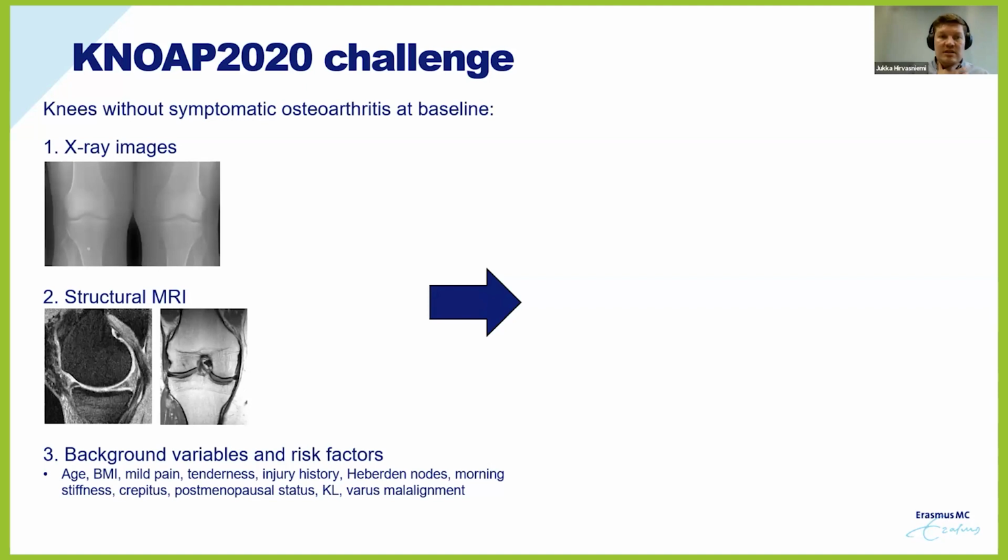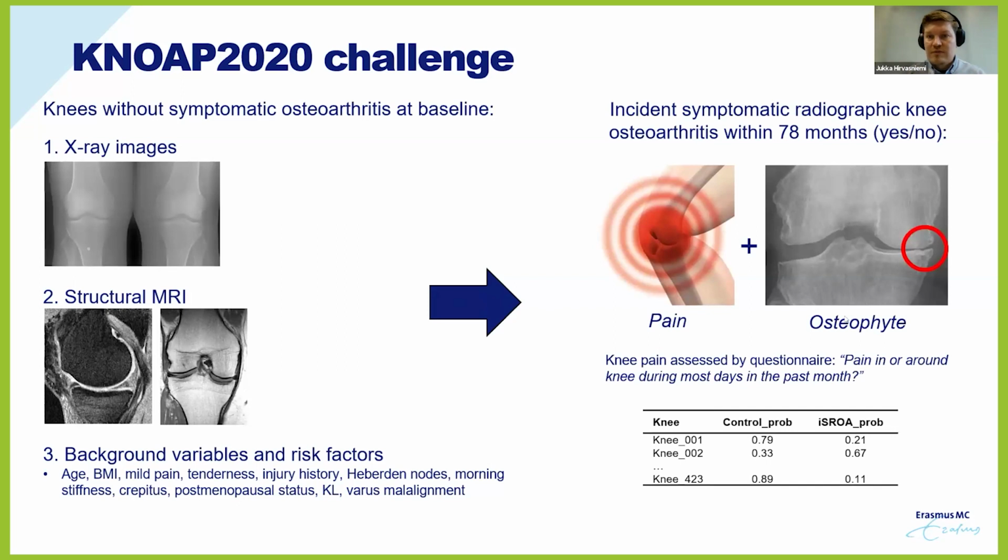So how we did the challenge: we gave the participants knee X-ray images, two different kinds of structural MRI sequences, and also some background variables and risk factors for osteoarthritis. And all of these knees did not have osteoarthritis at baseline. The task of the participant was to predict which of the knees will actually develop osteoarthritis within the follow-up. And the participant needed to submit a file that, for each knee in the test set, contained the probability of that knee developing osteoarthritis.